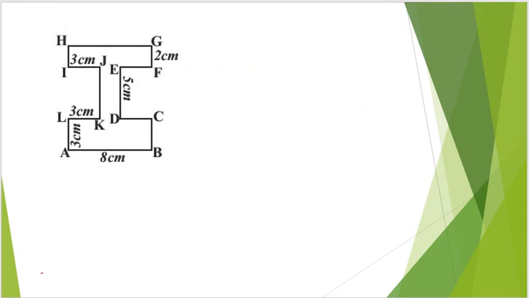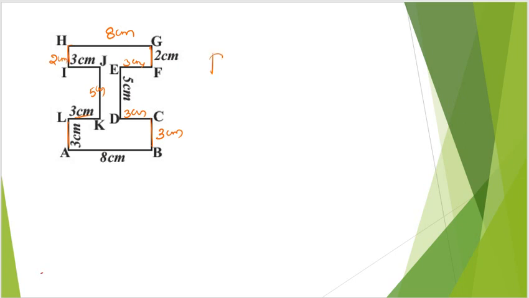Here, first of all, you observe the things. Since AB is 8 centimeters, then clearly GH is also 8 centimeters. First write down the values. Next, if AL is 3 centimeters, then obviously BC is also 3 centimeters. If this is 3 centimeters, then this is also 3 centimeters. If this is 5 centimeters, then this is also 5 centimeters. If this is 3 centimeters, this is also 3 centimeters. If this is 2 centimeters, then this HI is also 2 centimeters.